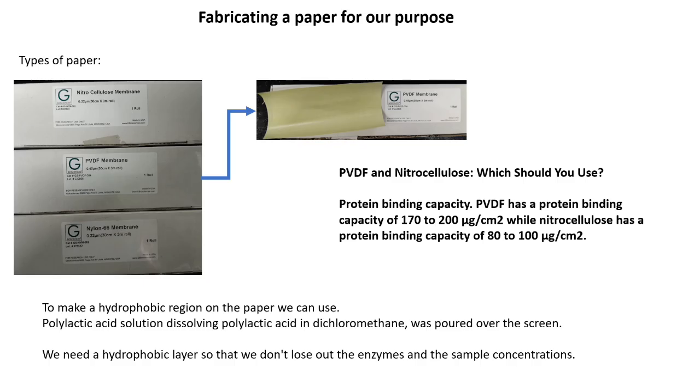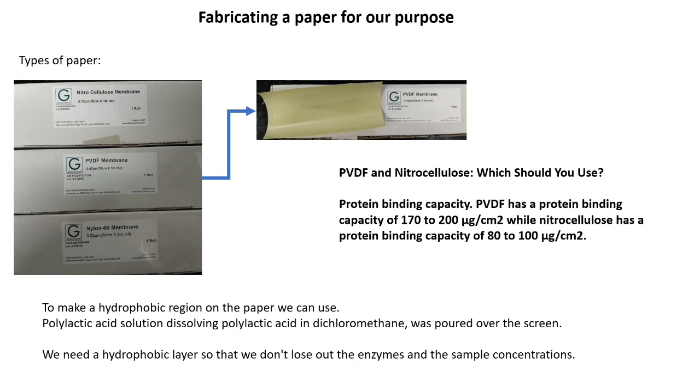We have some options for binding our protein to the surface of the paper. The best choice turned out to be PVDF due to its superior protein binding capacity. PVDF has a protein binding capacity of 170 to 200 microgram per centimeter square, while nitrocellulose has a protein binding capacity of 80 to 100 microgram per centimeter square. Hence, we chose PVDF paper to proceed further.